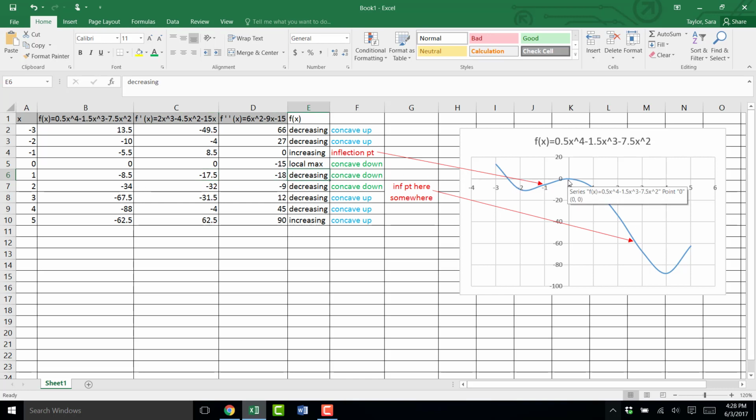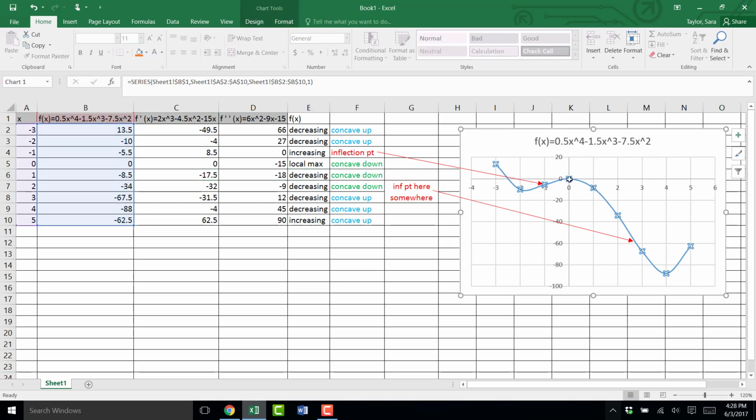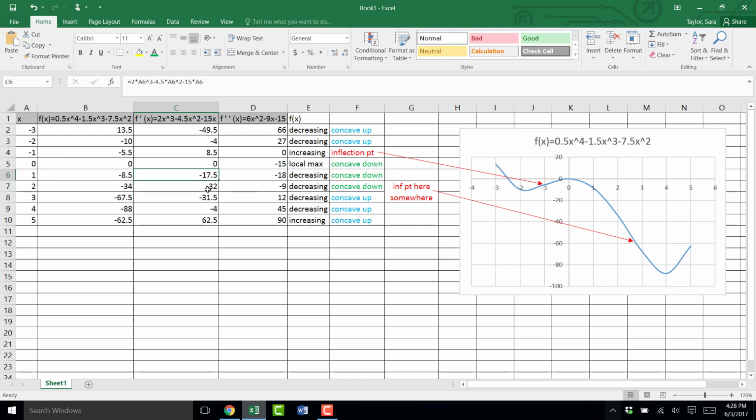So at x equals 0, there's a critical point. On the left side of it, the derivative was positive. On the right side of it, the derivative is negative. So f was increasing, then flat, then decreasing. All right, then we have derivative negative, negative, negative, negative, all through this span. So f is decreasing, decreasing, decreasing.